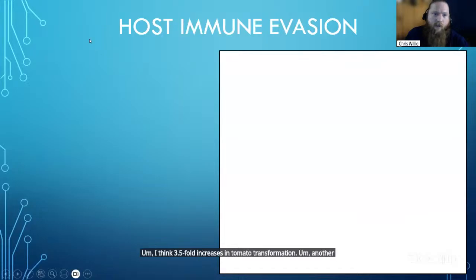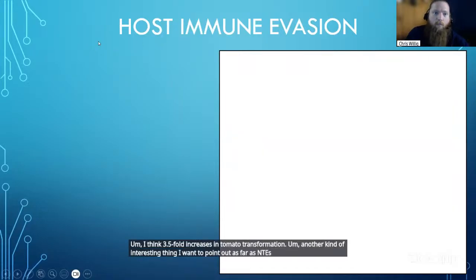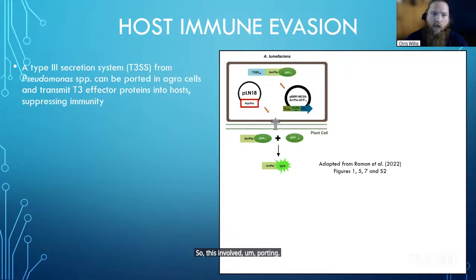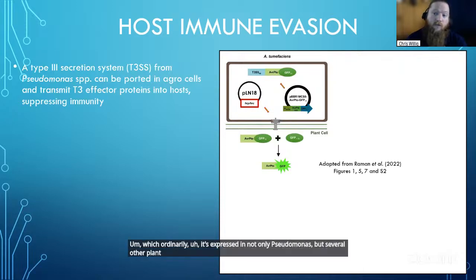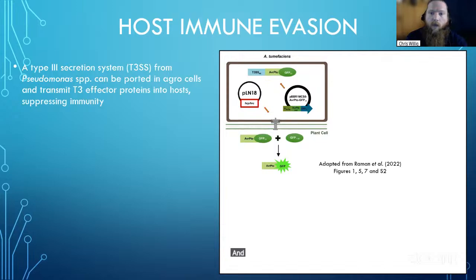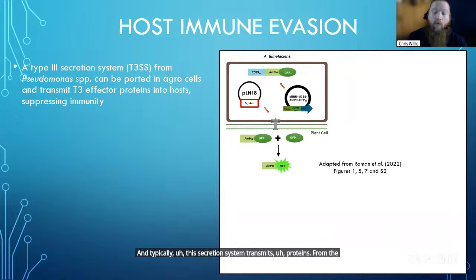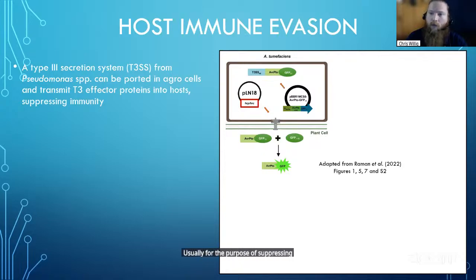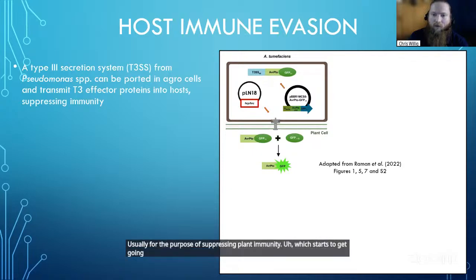Another interesting thing I want to point out as far as NTEEs is a whole gene module system used for host immune evasion. This involved porting a type 3 secretion system, which ordinarily is expressed in not only Pseudomonas, but several other plant pathogens and symbiotes. Typically, this secretion system transmits proteins from the bacterial cell into the host, usually for the purpose of suppressing plant immunity, which starts to get going in response to the plant's perception of bacterial signals.